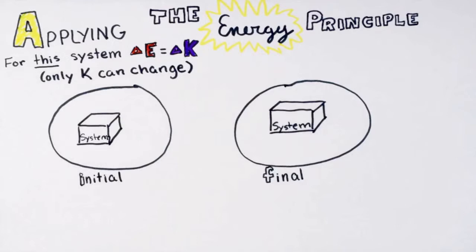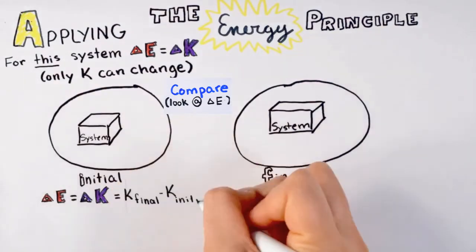Now typically the final state would occur at a different time than the initial state. However, for the energy principle, we don't need to be explicit about specifying the time between the states, unlike the case of Newton's second law, where we were very explicit about specifying delta t. Now, compare here means look at the change in the system energy, delta E, which, for this example, as we said, we can do by looking only at the kinetic energy change, delta K.